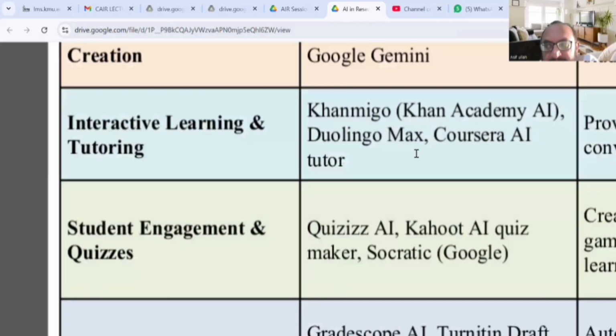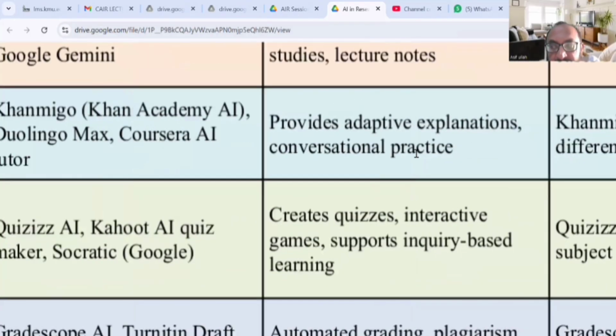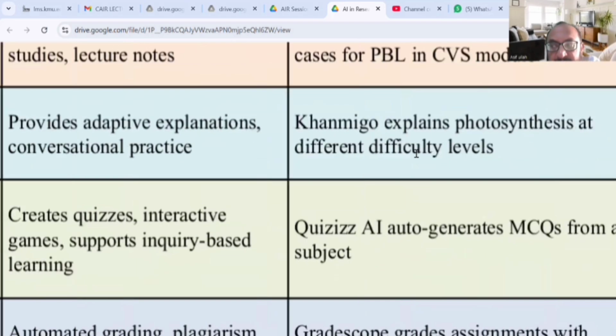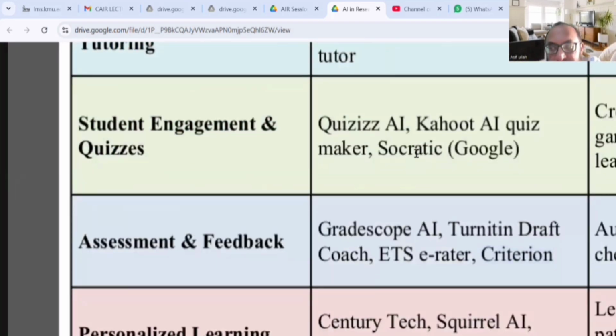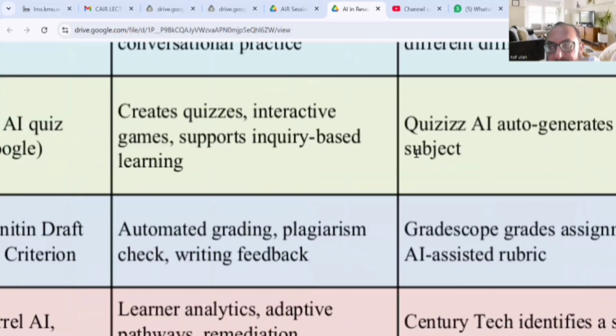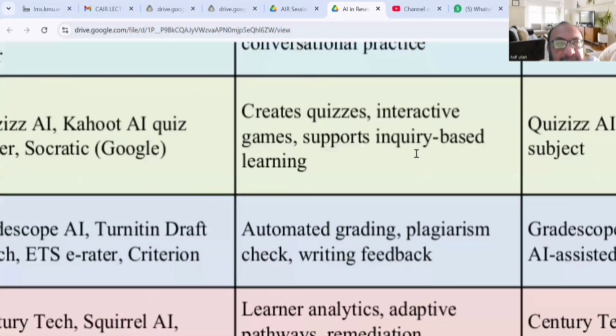Student engagement and quizzes: Quizzes AI, Kahoot AI, Quizmaker, and Socratic by Google. They create quizzes, interactive games, and support inquiry-based learning. Quizzes AI auto-generates MCQs from any subject. Assessment and feedback: Gradescope AI, Turnitin Draft Coach, ETS e-rater, and Criterion can do automated grading, plagiarism checks, and writing feedback. Gradescope grades assignments with an AI-assisted rubric.